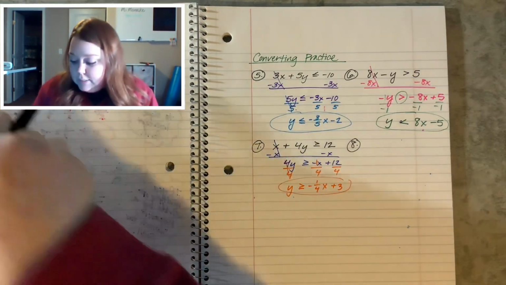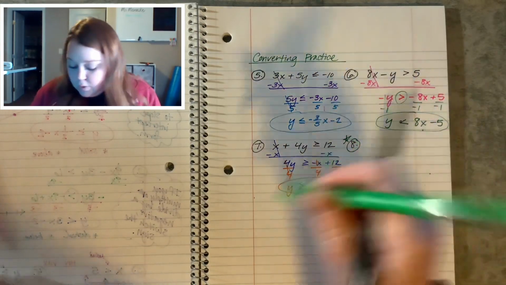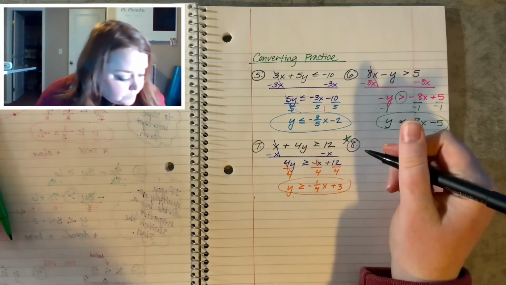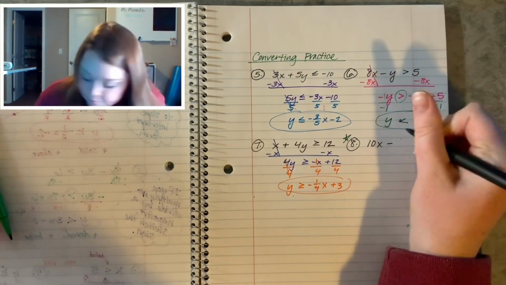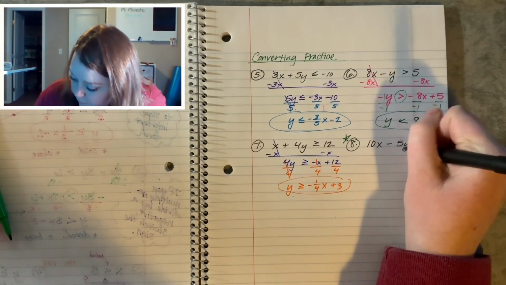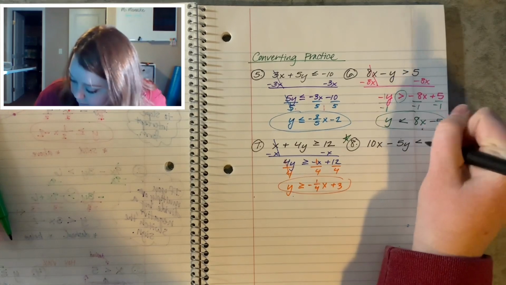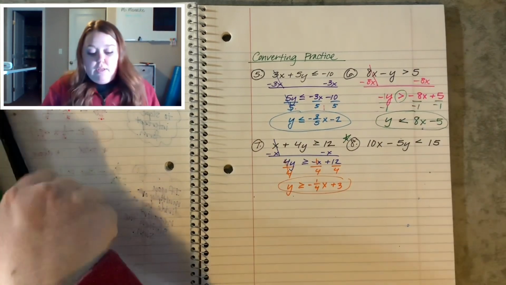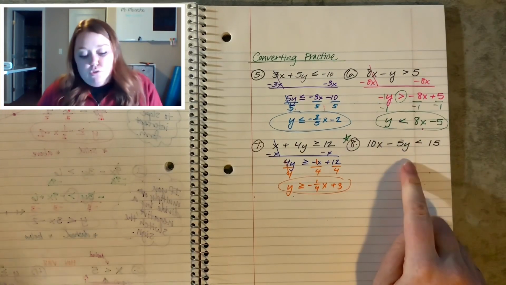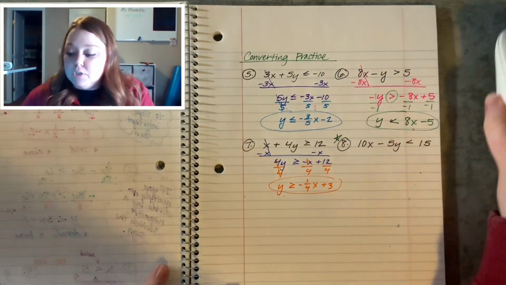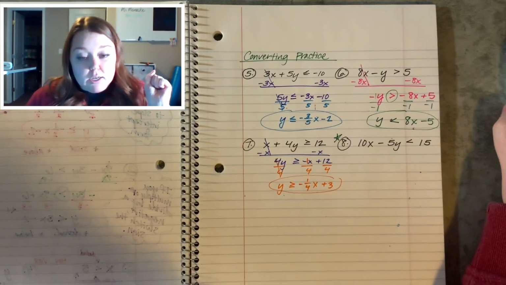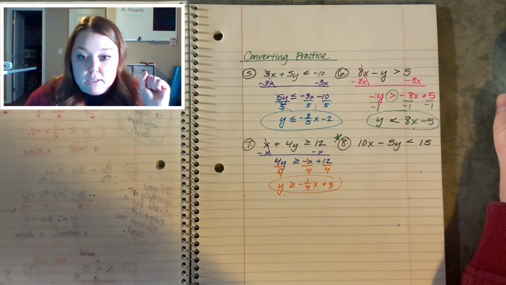Okay, number 8. This is for your entry test to plug in. 10x minus 5y is less than 15. There you go. Put that into slope-intercept form, pretty please. Okay, I'm going to do a few problems on Delta Math with you, and then that will be the end of the video.